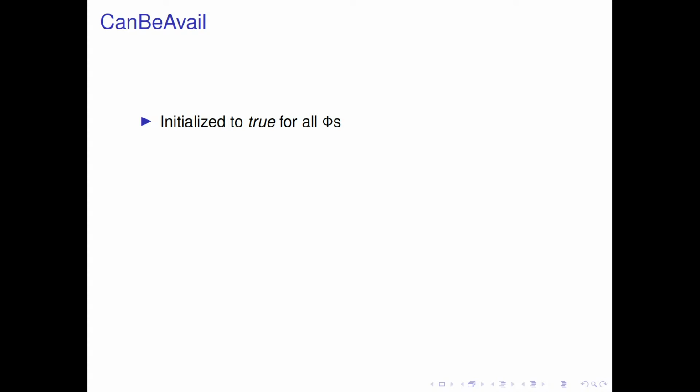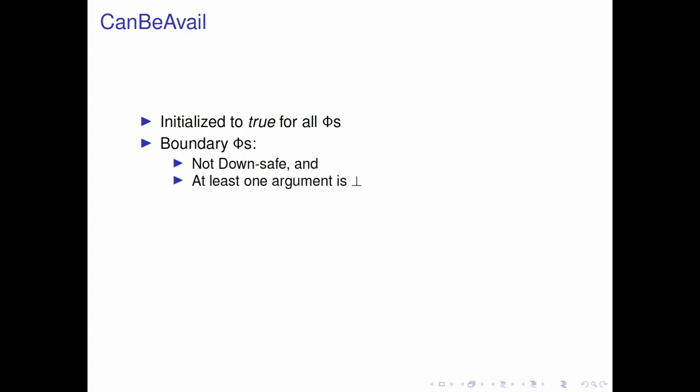So how do you compute can be available? Initially you can say all phi's are available. Then you find boundary phi's, or the latest phi. If a phi is not down safe, then you cannot go any further down because you are introducing a redundancy, and at least one of its arguments is bot. Why? That means it's not anticipable and it's not available.